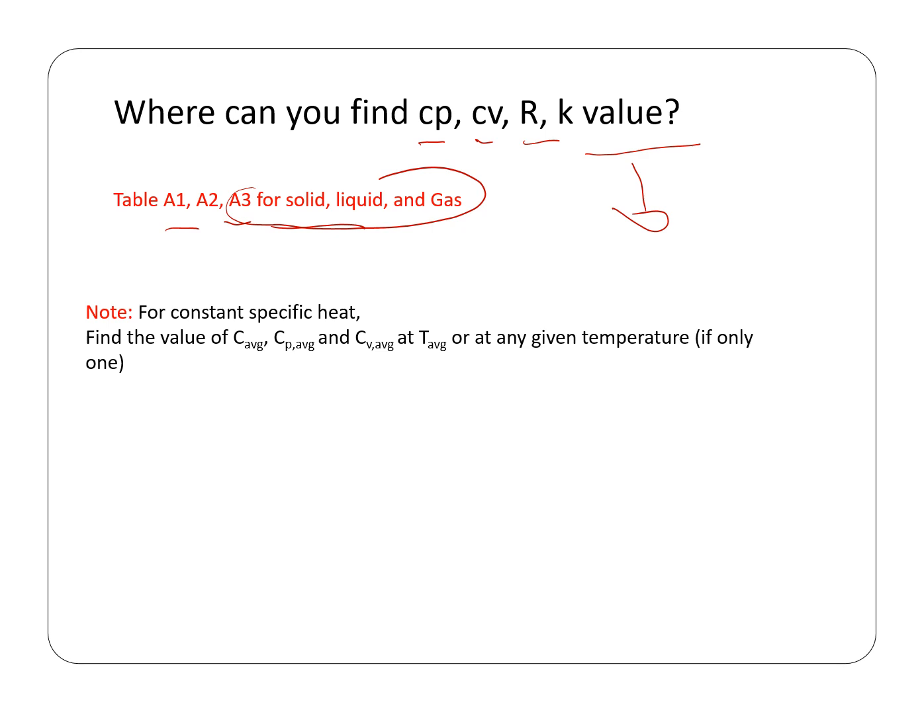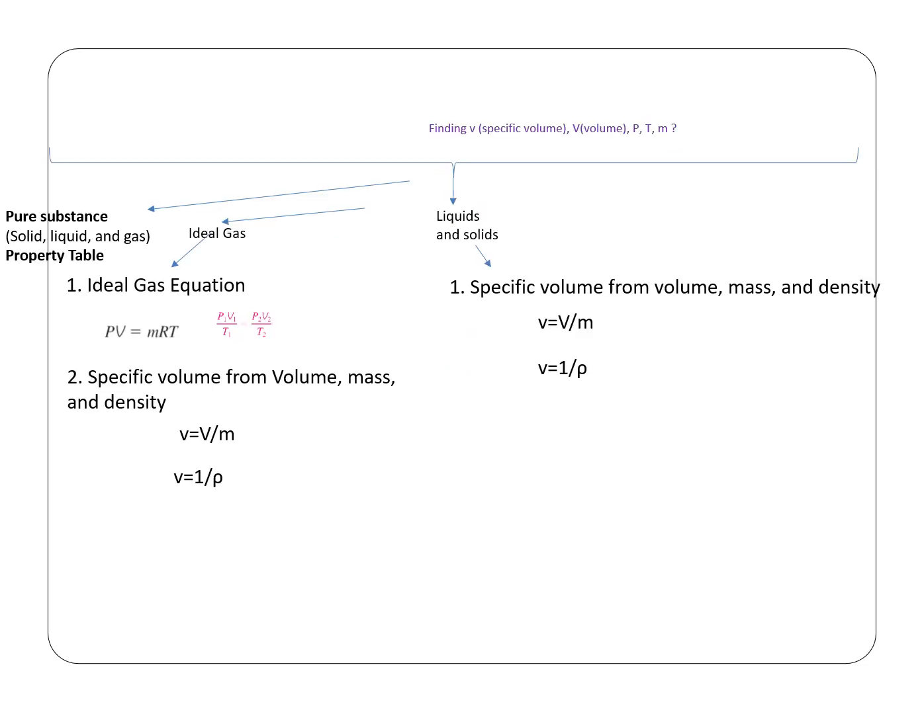Sometimes if only one temperature is given, then you can just find the Cp at that particular temperature. But if you have both T1 and T2, you can find Cv average and Cp average at that average temperature value. Okay, so that's about delta H, delta U, and delta S.